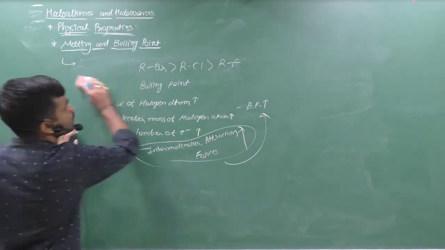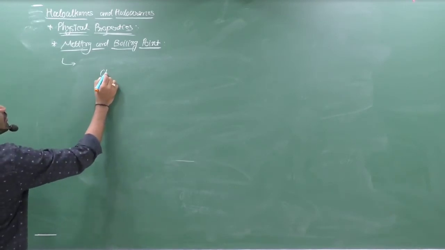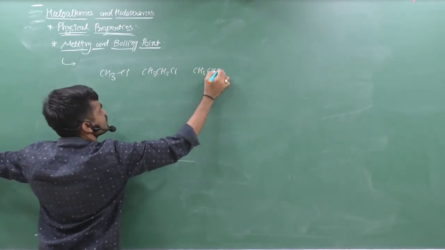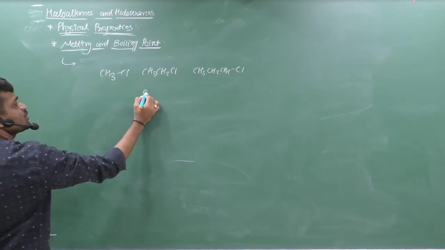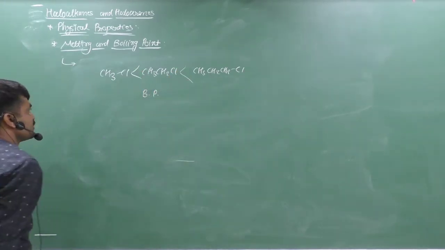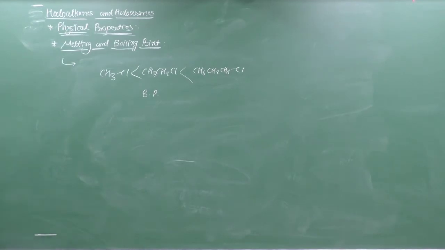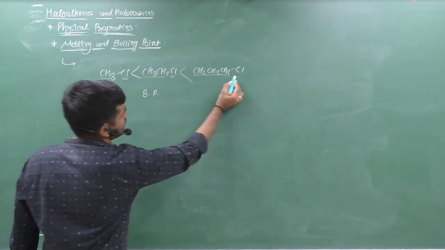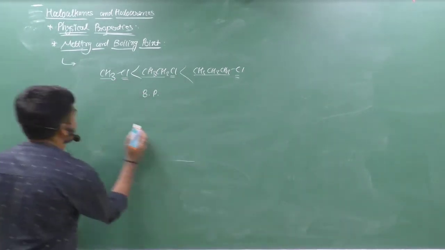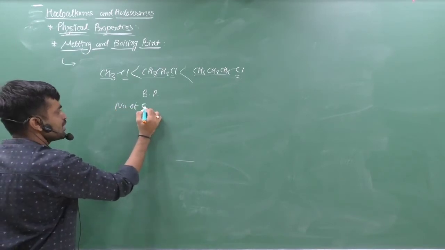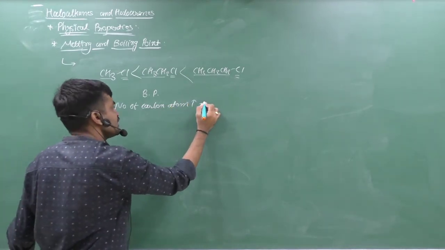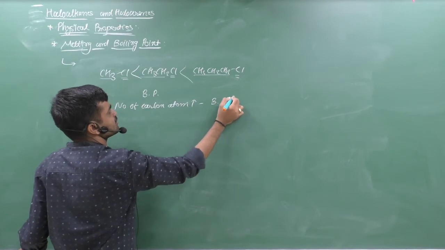Clear? Suppose we have the same halogen: CH3Cl, CH3CH2Cl and CH3CH2CH2Cl. If we compare the boiling points of these compounds, it is like that. Why? Size increases or molecular weight increases. This one has higher molecular weight than that one, and that one higher than the previous. Here chloride is the same in all. If the molecular weight or number of carbon atoms increases, the molecular weight increases and therefore the boiling point increases.